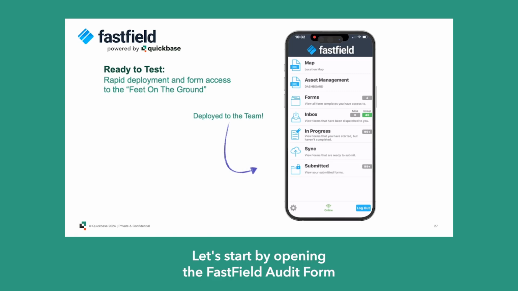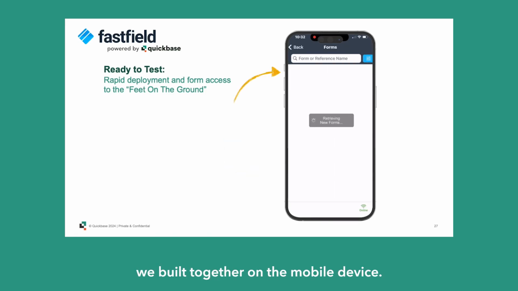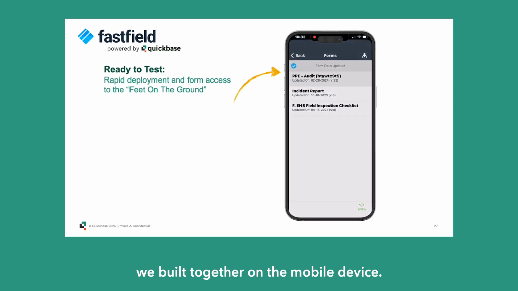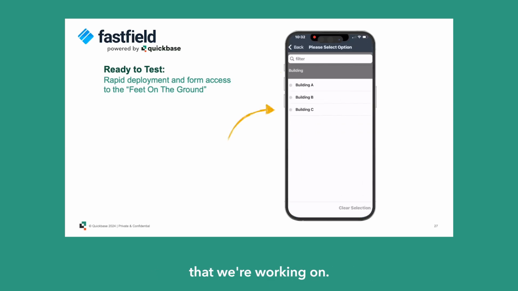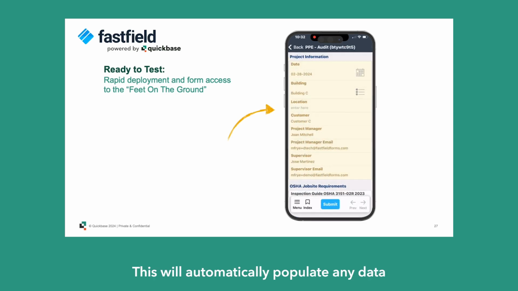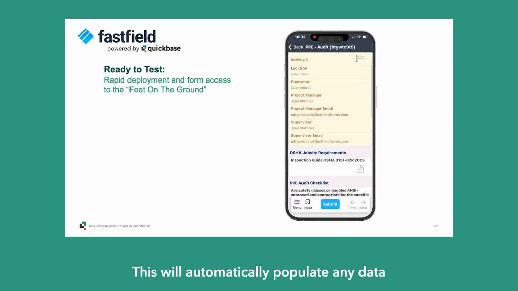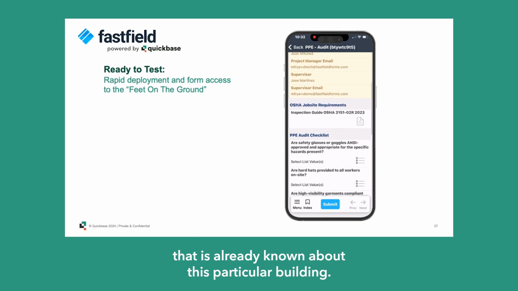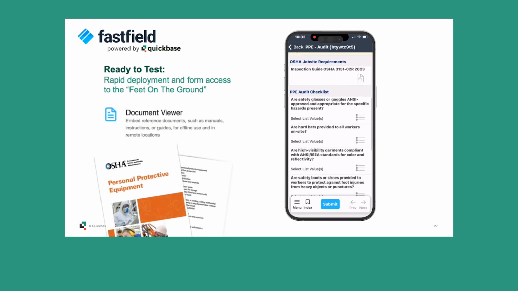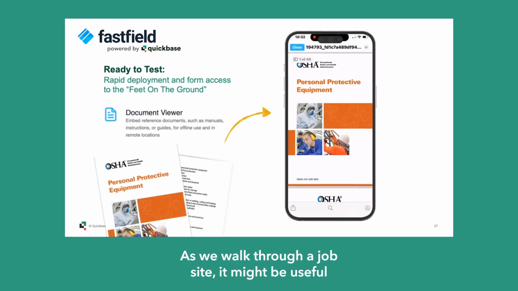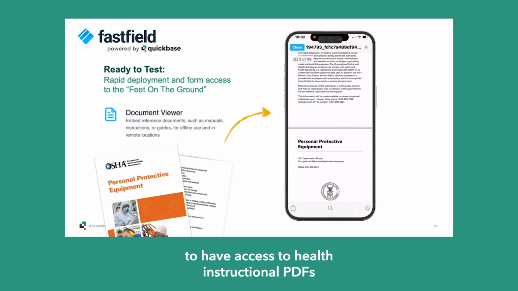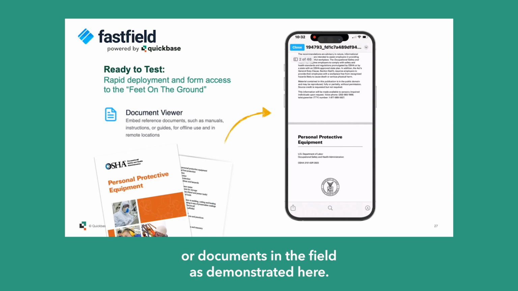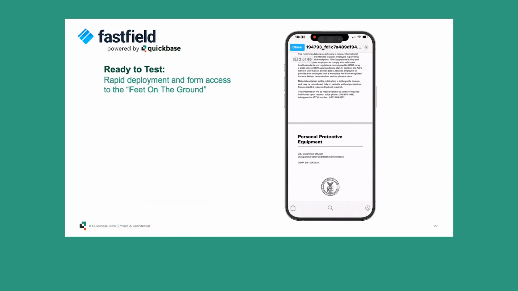Let's start by opening the FastField audit form we built together on the mobile device. In the form, we will select the building that we're working on. This will automatically populate any data that is already known about this particular building. As we walk through a job site, it might be useful to have access to health instructional PDFs or documents in the field as demonstrated here.